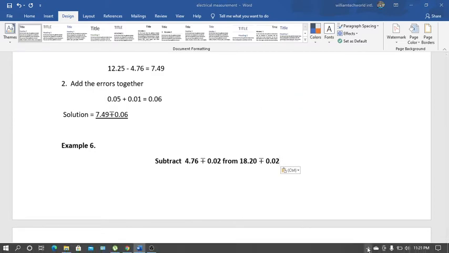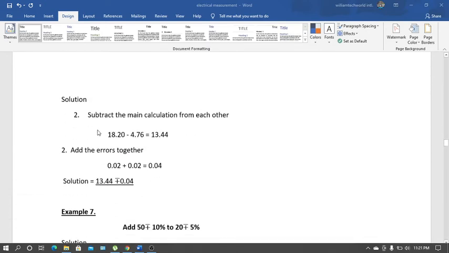So you should subtract that from that. So now subtract 4.76 plus or minus 0.02 from 18.20 plus or minus 0.02. Now, as we have said, subtract the main values from each other and add the errors. That is the rule for subtraction. So let's get to the solution.